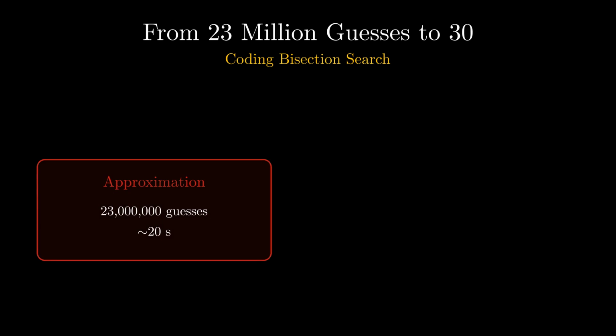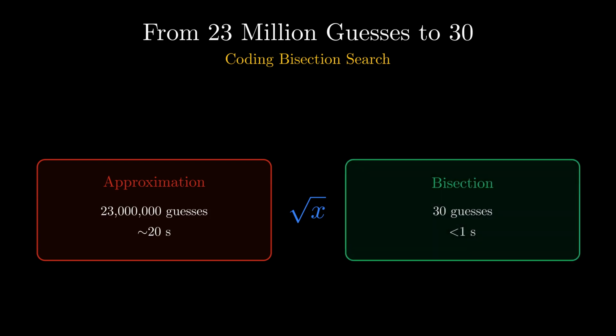Finding the square root of 54,000 by inching upward took 23 million guesses and 20 seconds. The exact same answer found by bisection search takes 30 guesses and under a second. Same problem, same answer, a different way of guessing. Let's apply bisection search to our recurring problem.